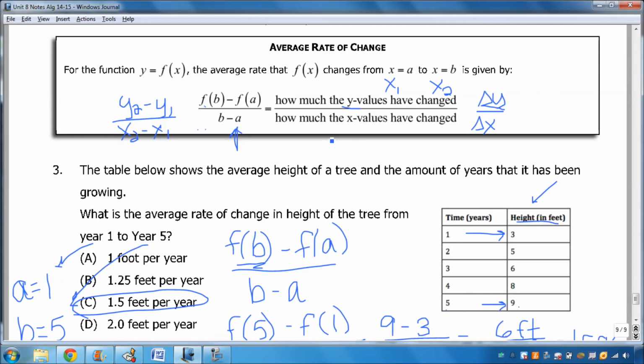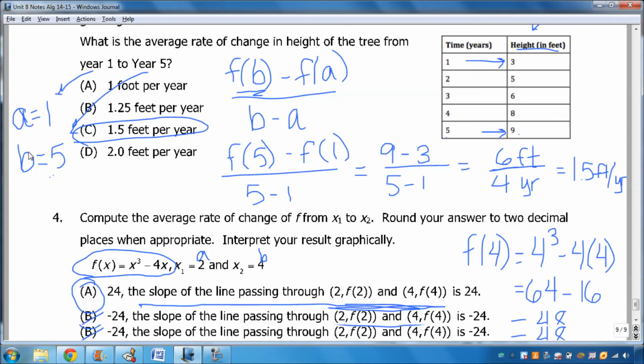So next time I see you guys in class, we're going to talk a little bit more about the graphical representation of question number 4.